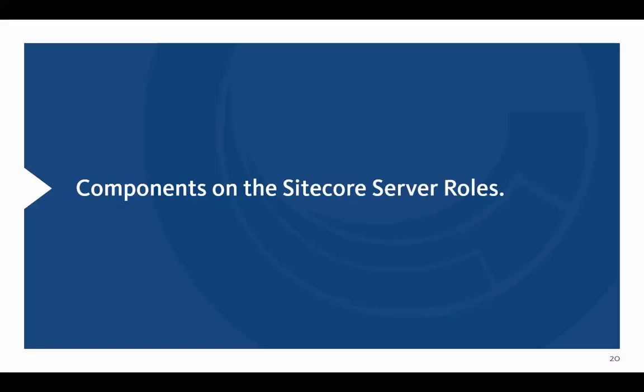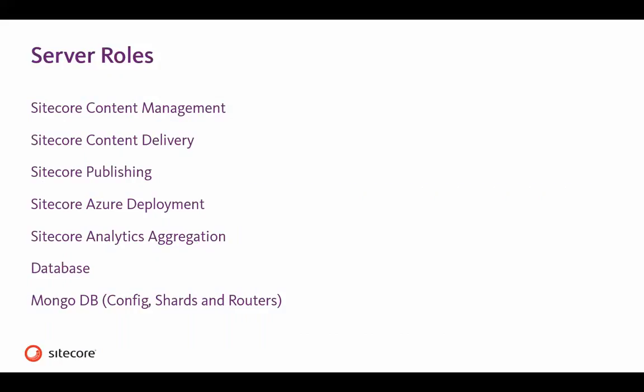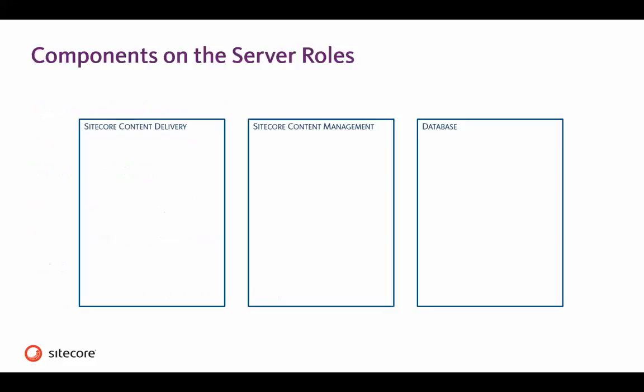So if we try to split those up into server roles, we have Sitecore content management servers, we have content delivery servers, we might have publishing servers, we might have an Azure deployment server, we might have analytics aggregation servers, which is a 7.5 feature. We have database servers, MongoDB servers, and things like that. So a number of server roles. And of course, there might be server roles that are very solution specific as well. So in a typical standard setup, we'd have a content delivery server, a content management server, and a database server.